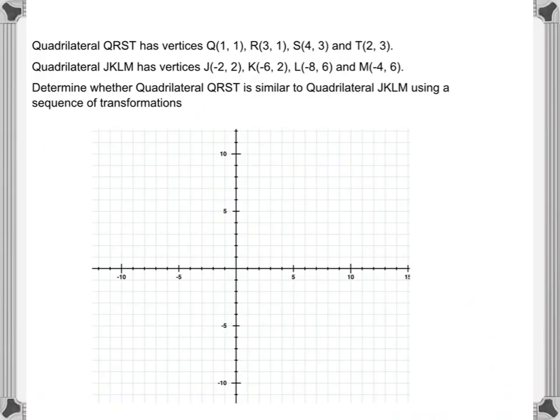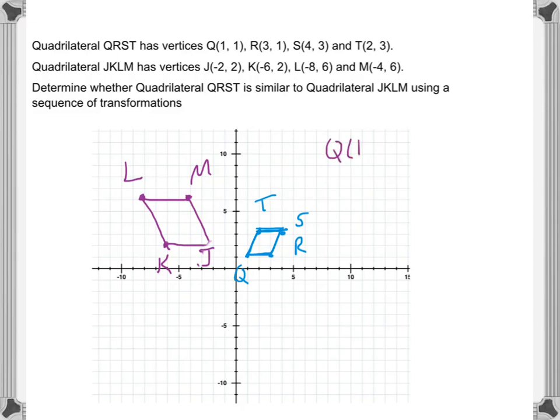Okay, so let's just ask ourselves this final question. If quadrilateral QRST has these vertices and JKLM has these vertices, we have to determine whether or not they're similar. So I'm going to pause the video and graph these two and get back to you. Okay, so I've just graphed these two figures here, and I'm going to ask myself, are they similar? So it looks like they sort of appear to be facing in two different directions, so that's probably some result of a reflection.